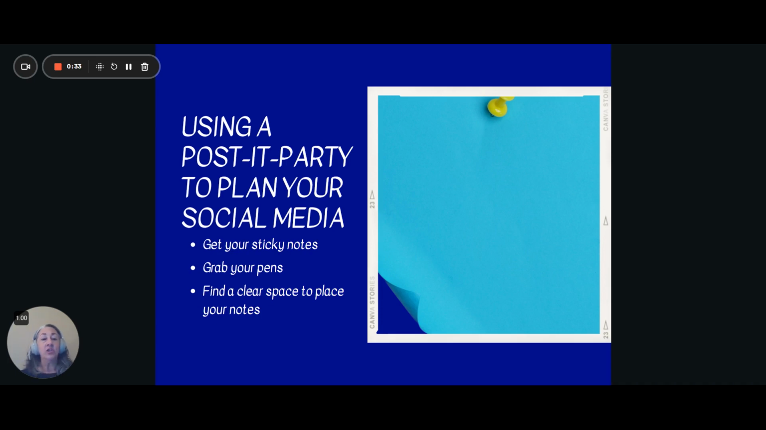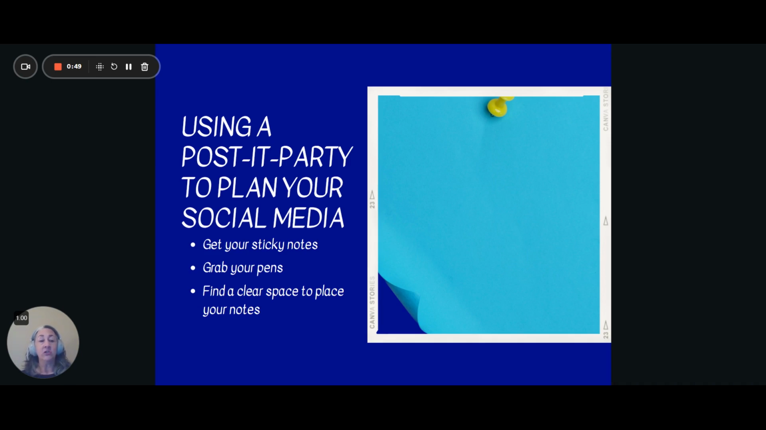So I want you to get your sticky notes, grab your pens, and find a clear space to put your notes, whether that's a wall or a picture or a table, doesn't matter, just find a space. And you're also going to need a timer. The timer is very important, okay?